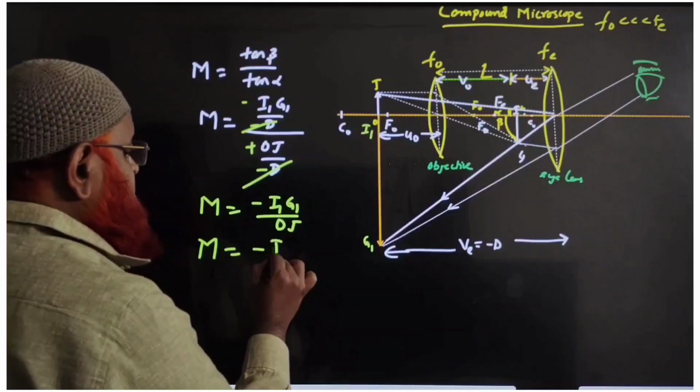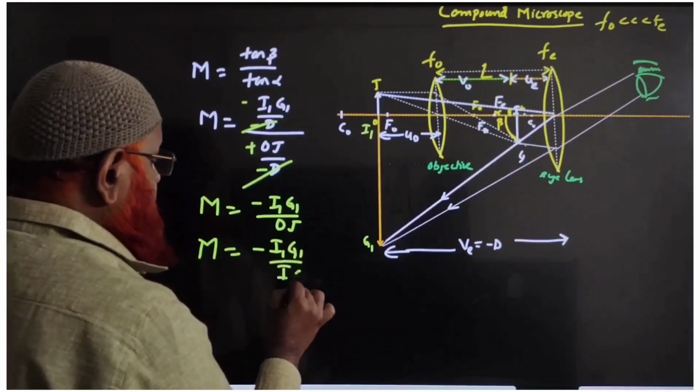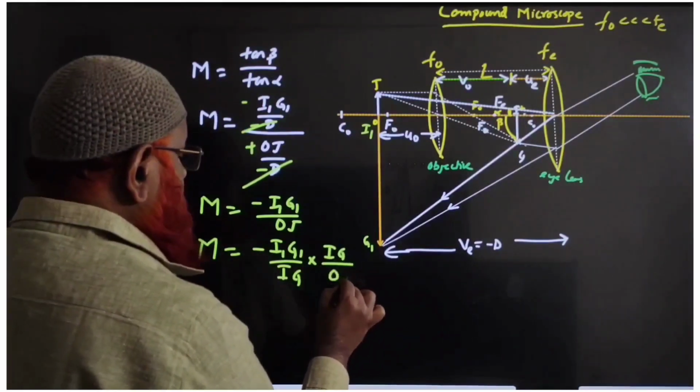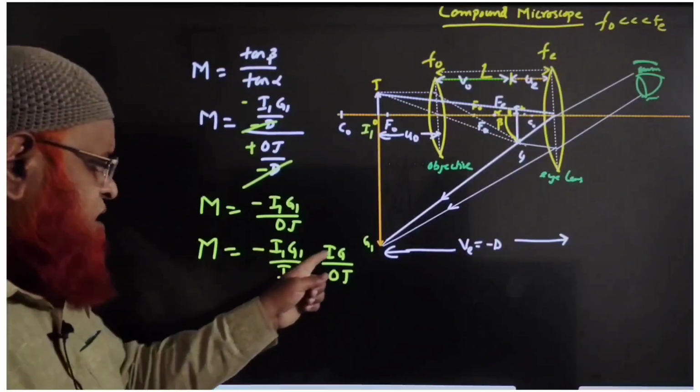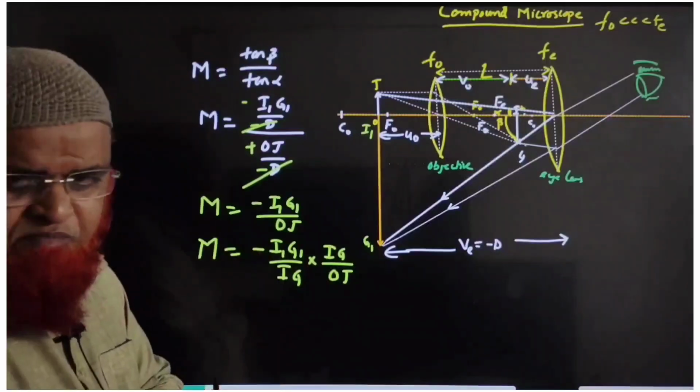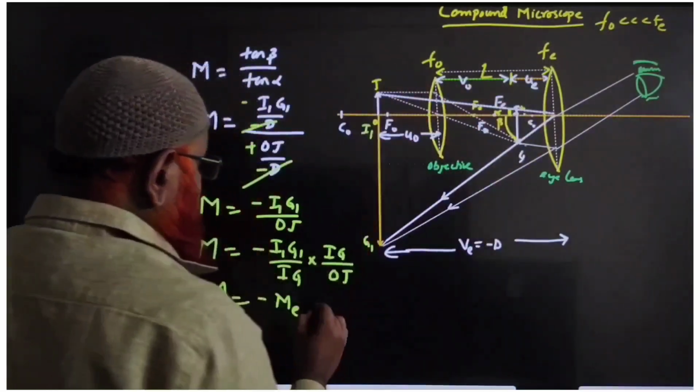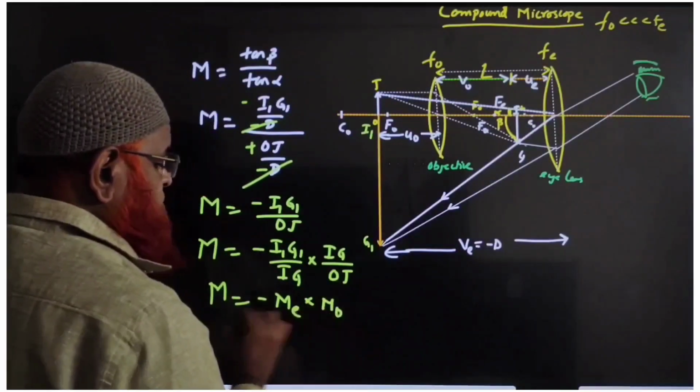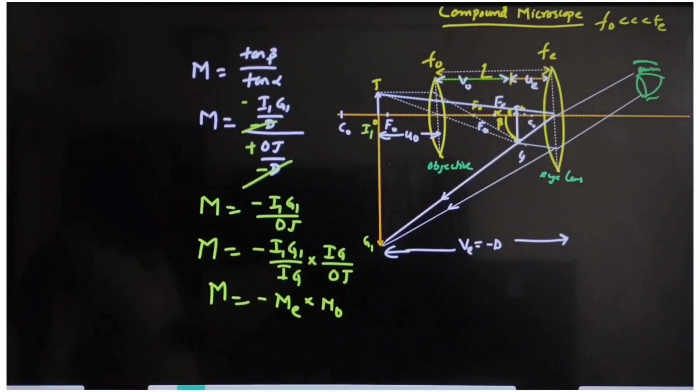Magnification can be taken as I1G1 by IG into IG by OJ. See here, if you cancel out IG and IG again, you get the same formula. Can I split like this? This is IG and OJ. Is it not the magnification for an object? Is it clear? These are the magnification formulas.